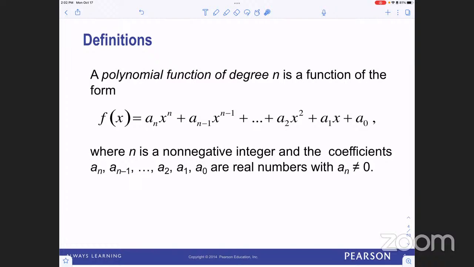So a polynomial function, another way of articulating it, hey, come here. Malachi, come here. Come on. Come here. Come here.